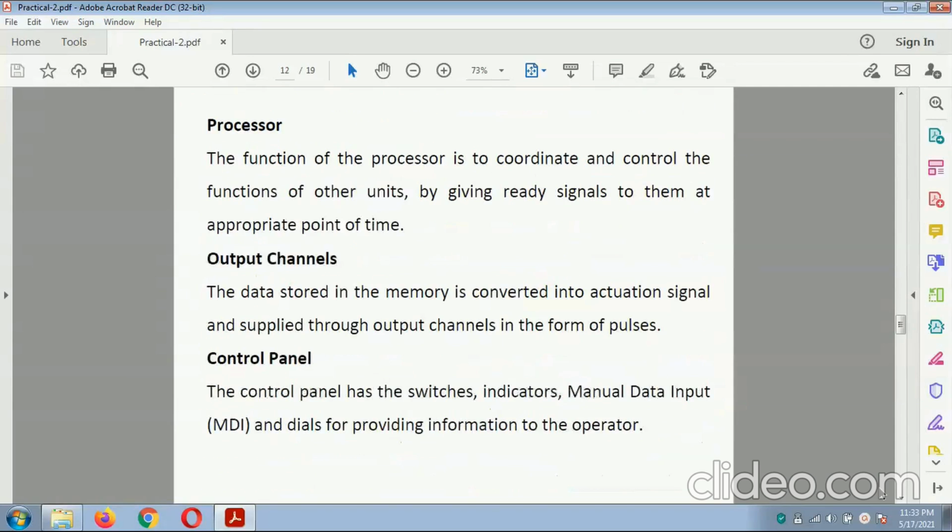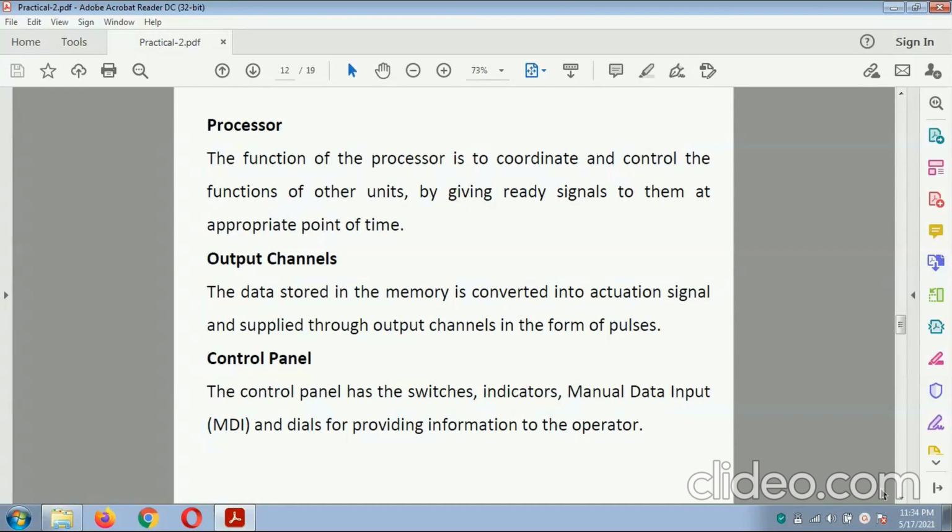Processor. The function of the processor is to coordinate and control the function of other units by giving the ready signal to them at the appropriate point of time. Output channel. The data stored in the memory is converted into the actuation signal and supplied through the output channel in the form of pulses.